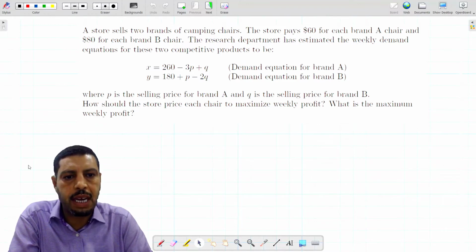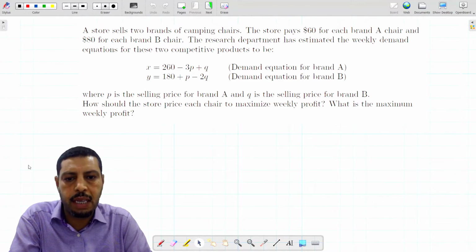The research department has estimated the weekly demand equations for these two competitive products to be X equals 260 minus 3P plus Q, which is the demand equation for brand A, and Y equals 180 plus P minus 2Q, which is the demand equation for brand B. The P and the Q here represent respectively the selling prices for brand A and brand B, and the X and the Y are the quantities.